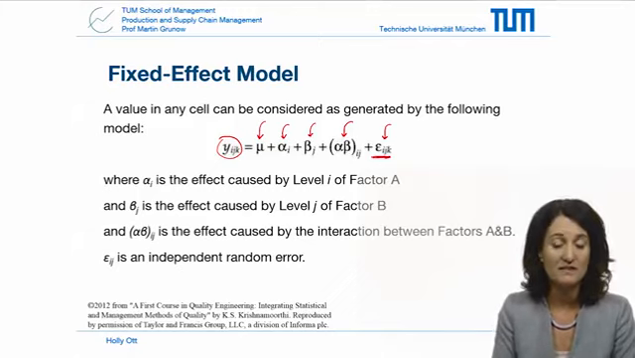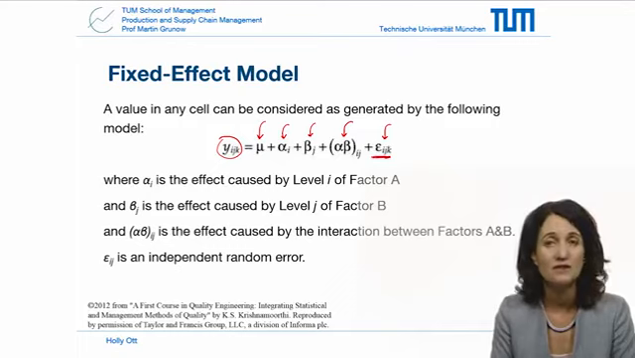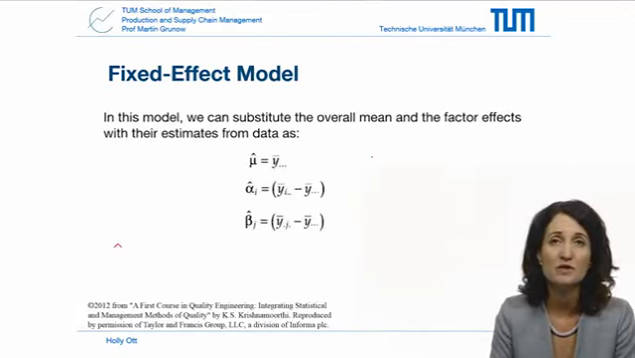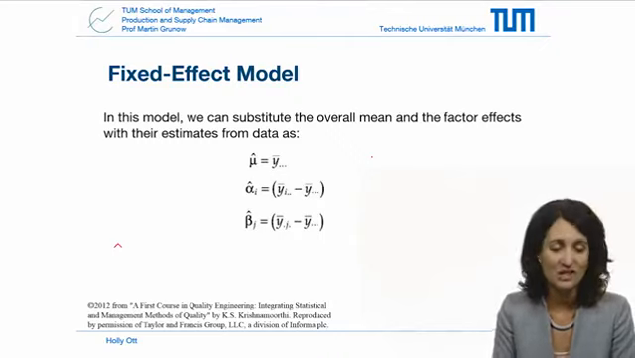Now this is called a fixed effects model because the levels in the factors are assumed to be the only levels available. They're fixed levels. So in this model, we can substitute the overall mean and the factor effects with estimates from the data. We've taken all this data, we need to use it.